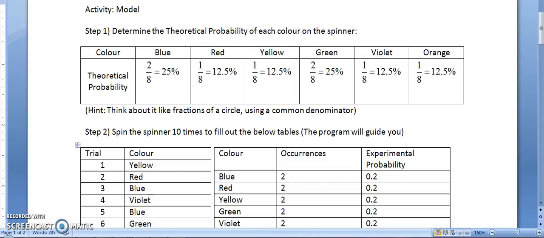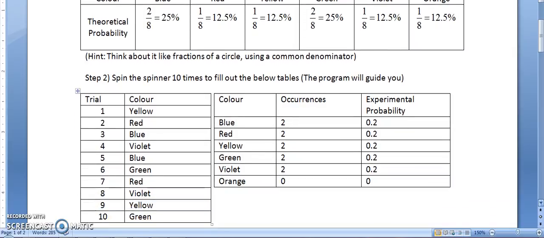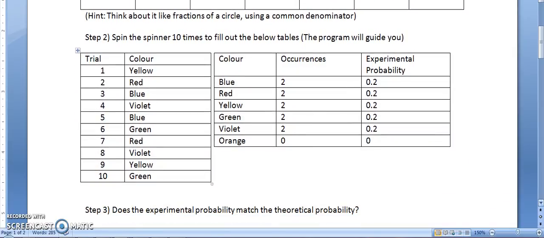I then used the spinner to fill out my table. So you may not have these same results, and in all likelihood do not have the same results as me on your table. That is fine. Everyone would get a different result through using the spinner 10 times. So when I filled that out and used my spinner, I got first yellow, then red, blue, violet, blue, green, red, violet, yellow, green. So there were my 10 trials.